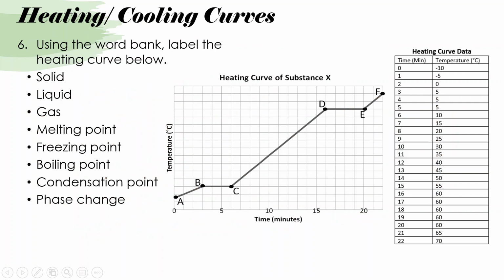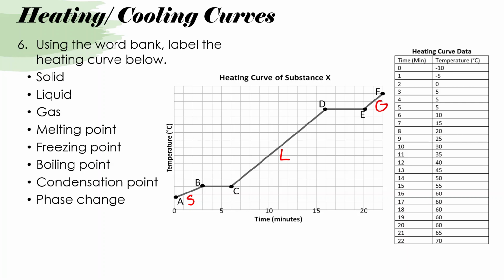In question 6, looking at this heating and cooling curve, we want to label some terms on here. In segment A to B, we have a solid. In segment C to D, we are liquid. And E to F, we are gas here.